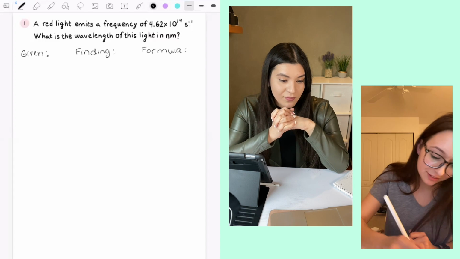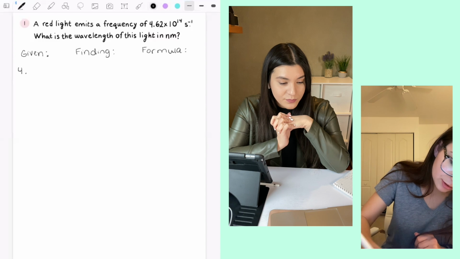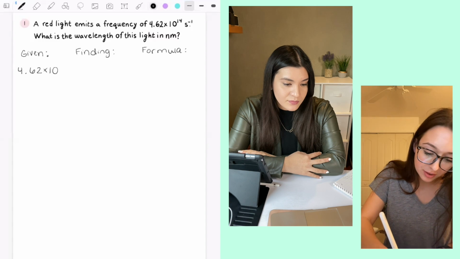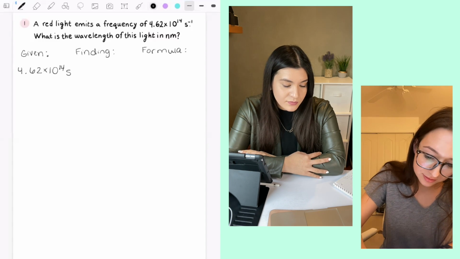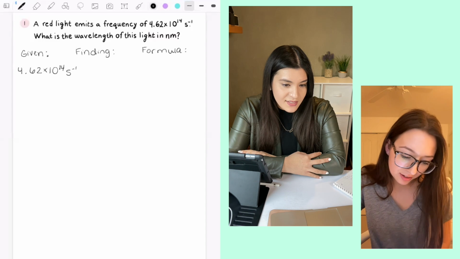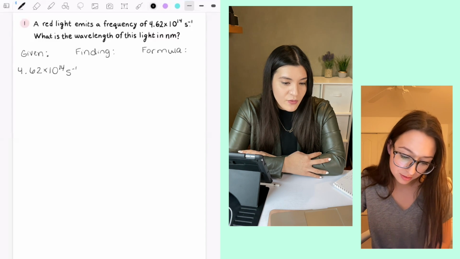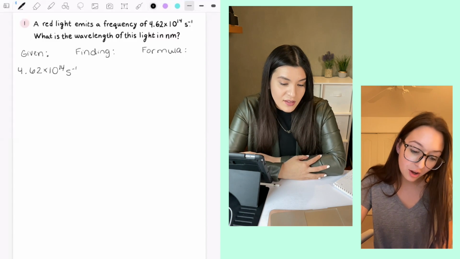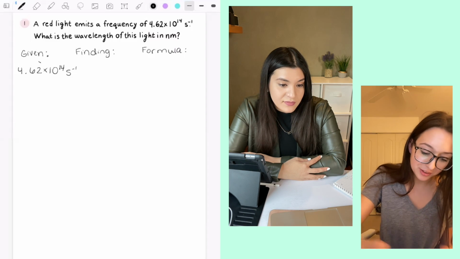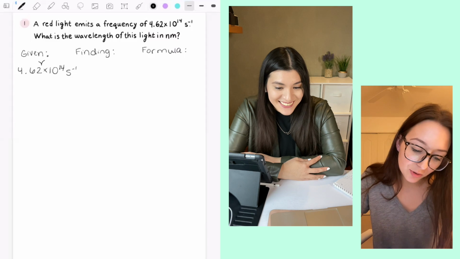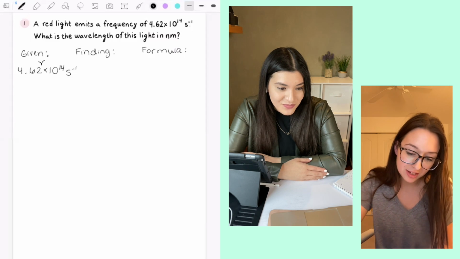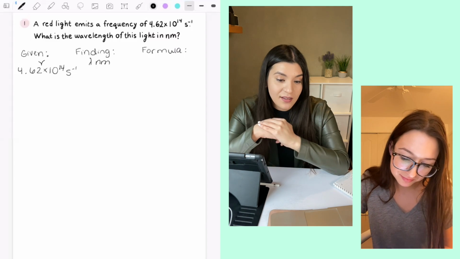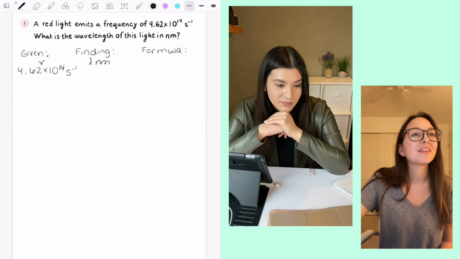Okay, so we are given 4.62 times 10 to the 14. That goes with that? Okay. Yes. It might be helpful to actually put the symbol, like, okay, what is that? To help us figure out the formula. Oh, okay. So that's frequency, so I do the little thing. Yes. Okay, and then we're looking for the wavelength, which is this thing, in nanometers. Mm-hmm. And the formula, okay.